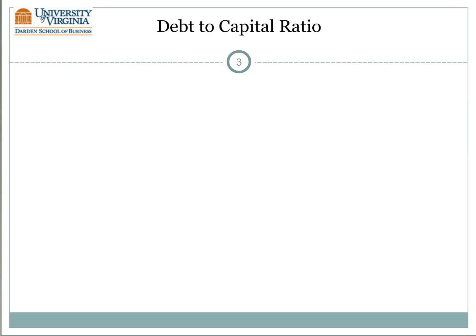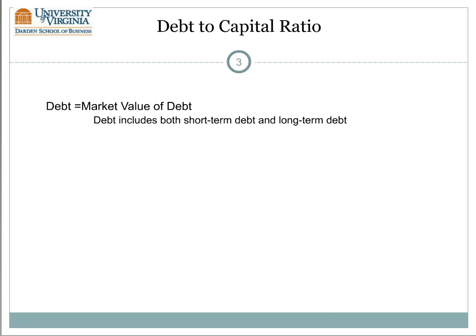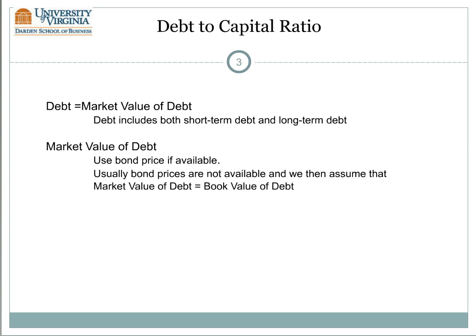Debt is measured as the market value of debt and not the book value. Debt also includes both short-term and long-term debt. Very often the difference between long-term and short-term debt is that long-term debt is fixed-rate debt and short-term debt is variable-rate debt. We should include both to the extent that they are both part of the permanent capital structure of the firm. Finding the market value of debt can be quite challenging.